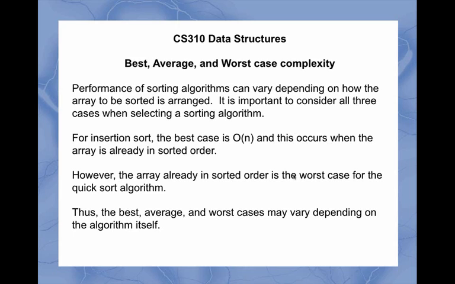There are several algorithms that are n log n, and quicksort is one of those. However, in the average case, the wall clock time for quicksort will be better than the other algorithms. But this algorithm, quicksort, has its worst case with an array that's in already sorted order. In this case, the performance descends to big O of n squared. Thus, the best, average, and worst cases may vary, and it depends on the algorithm itself.